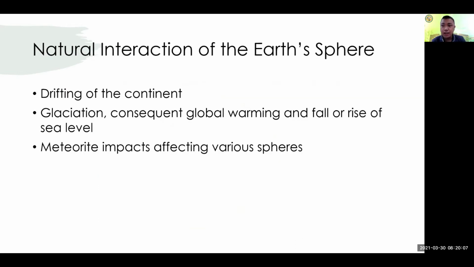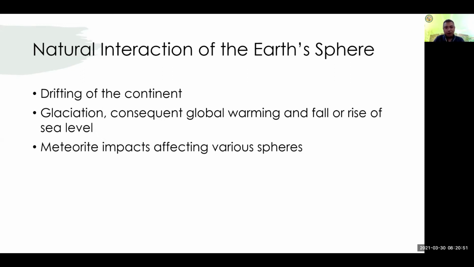Now, these spheres are interacting with each other. So some phenomena that happened in the history of the Earth are presented on your screen. We have 3 scenarios here. One is the drifting of the continent. If we are talking about the drifting of the continent, in the history of the Earth, we only had 1 continent. This continent is called a supercontinent. It is called the Pangaea. We also had 1 super ocean, so water body, that is Panthalassa.